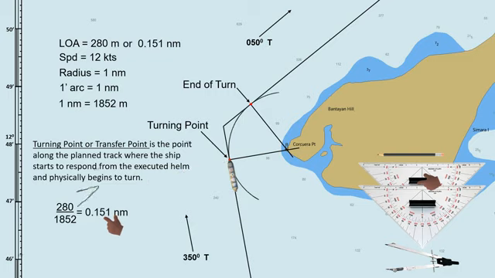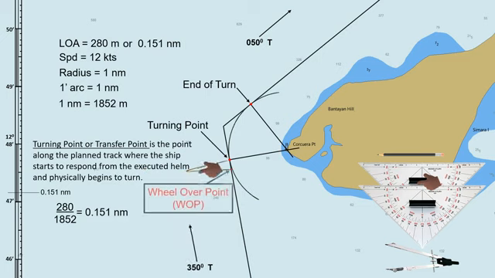Use the latitude scale to measure 0.151. This distance is 0.151 as shown on the scale. Measure the distance from the turning point along the planned track. This point is now our wheelover point. In this scenario, when we reach the wheelover point, we will execute helm to starboard.